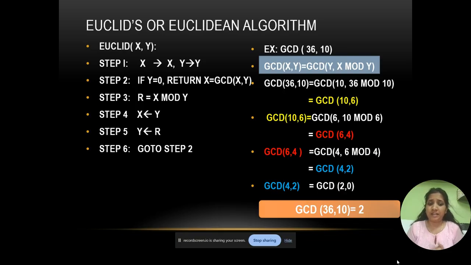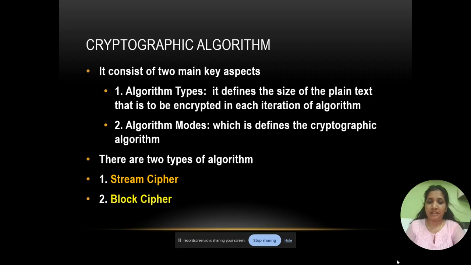So this method is highly efficient, especially when working with large integers in public key cryptography. So the next is cryptographic algorithm. It consists of mainly two key aspects, that is algorithm types and algorithm modes. Firstly, algorithm types. It defines the size of plain text that is to be encrypted in each iteration of the algorithm, and nextly the algorithm modes, which defines the cryptographic algorithm keys.